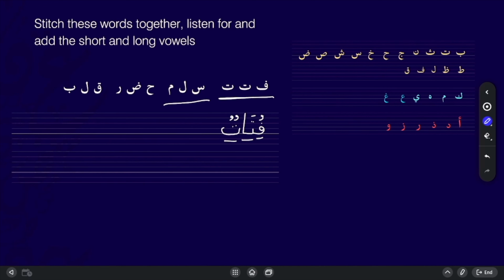Pause the video and take a second and try to do it. Salamun. Okay, so it is sa. Sounds like a short vowel to me. Salamun. The long vowel is the lam, and it's la. La with the alif. Mun.